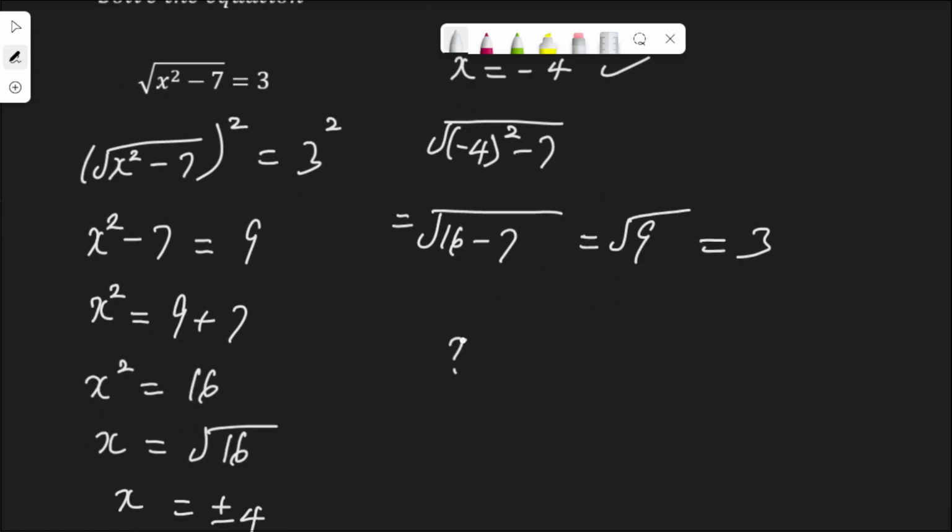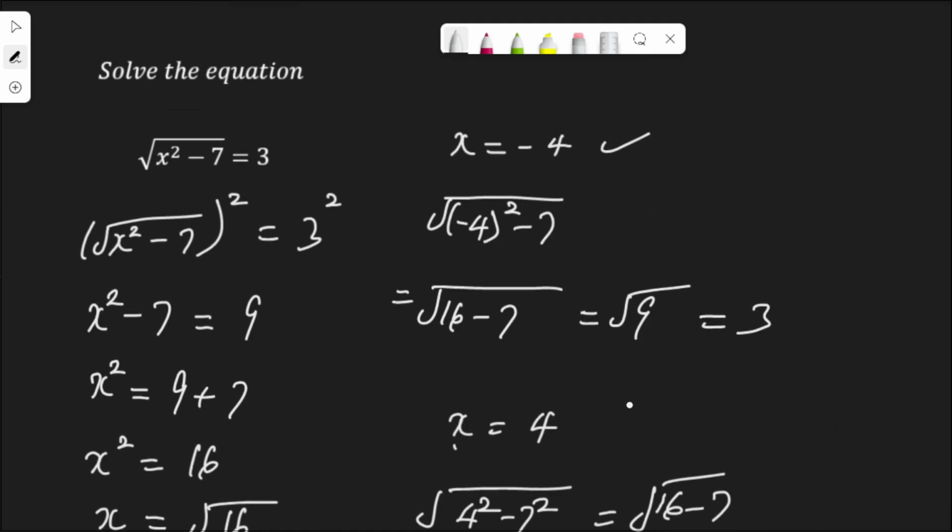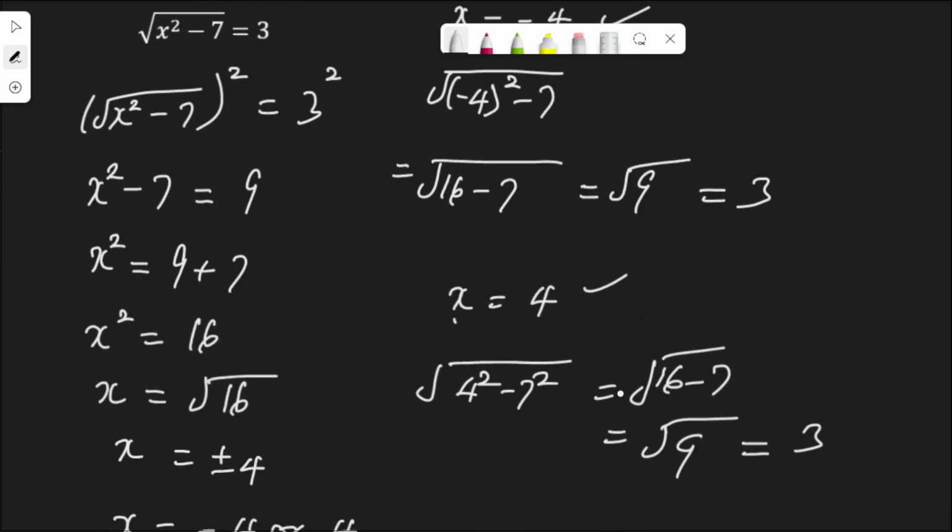What about x equal to 4? That will be the square root of 4 squared minus 7, which is still the square root of 16 minus 7. And that is the square root of 9, which is 3. Since both of them give us 3, that means both negative 4 and positive 4 satisfy this equation.